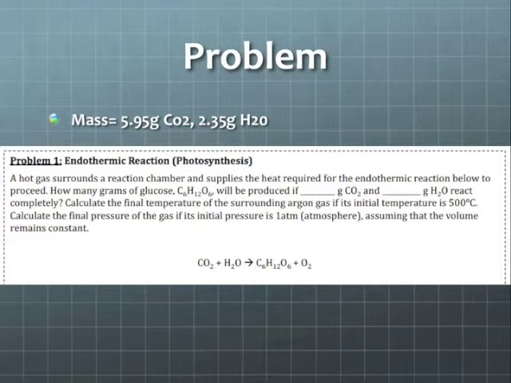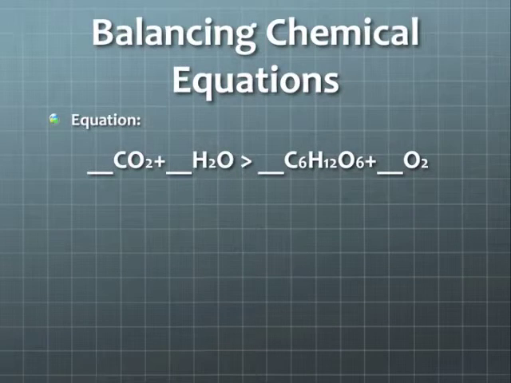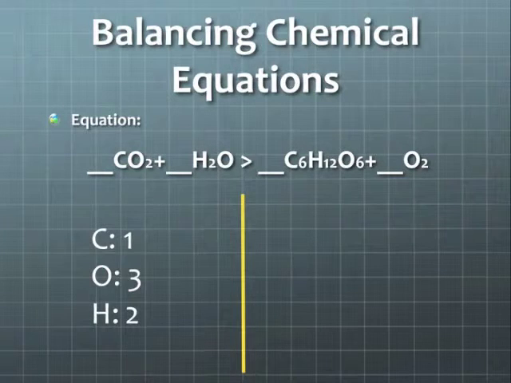And the given equation is CO2 plus H2O as the reactants, and the products are C6H12O6 plus O2. So first, we need to balance this given equation. How to balance this equation is that you insert the coefficients into the molecules to balance both the reactants and the products.